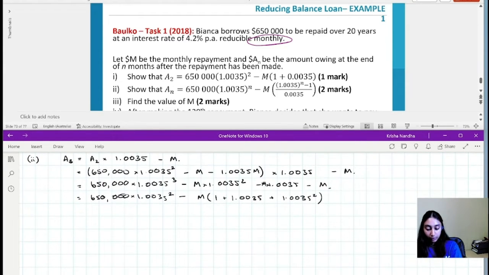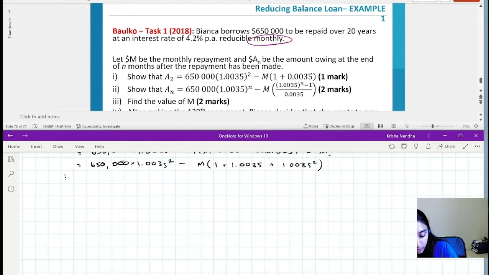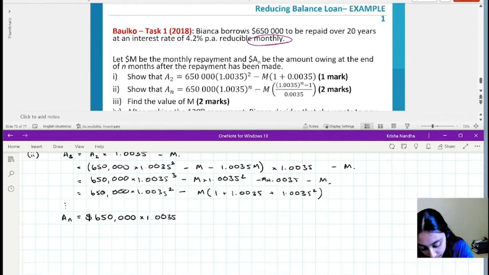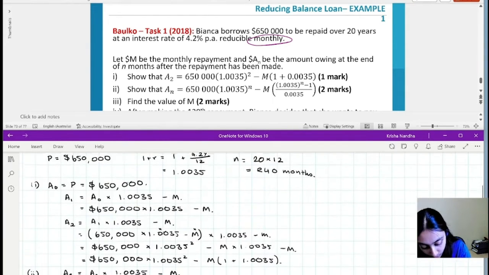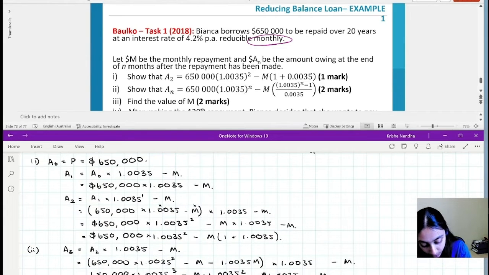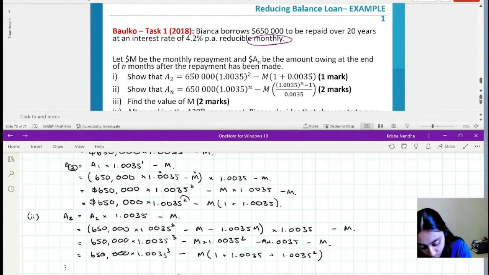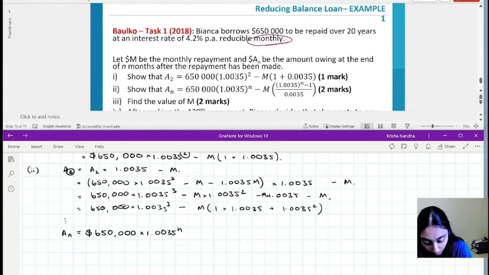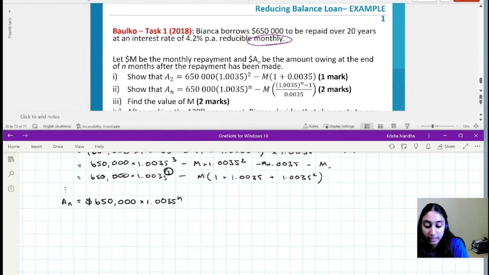So what I'm going to do is extrapolate what it'll look like at a_n. So a_n will be equal to 650,000 times 1.0035 to the power of, oh sorry, that's supposed to be 3, of n, because let's take a look. When a is 1, the power is 1 over here. When a is 2, the power is 2 over here. And when a is 3, the power over here is also 3. So we're following that same kind of pattern.